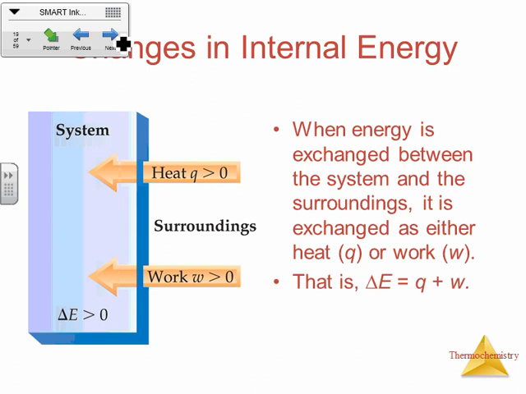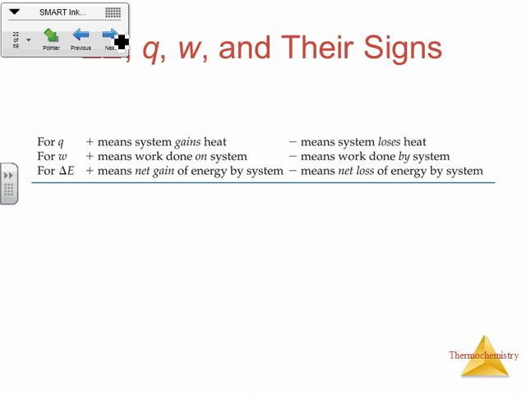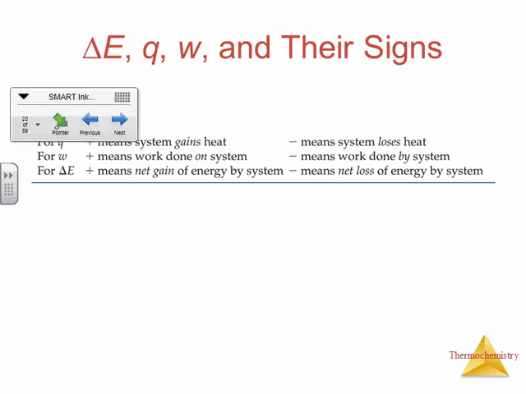So another way to say that is delta E equals Q plus W. Delta E, the change in internal energy, is equal to the heat change and the work change. So that's just the convention here of how this works.